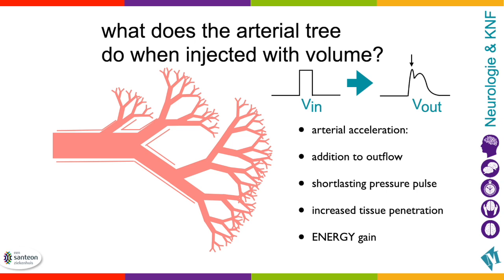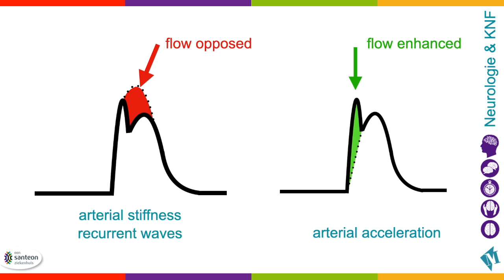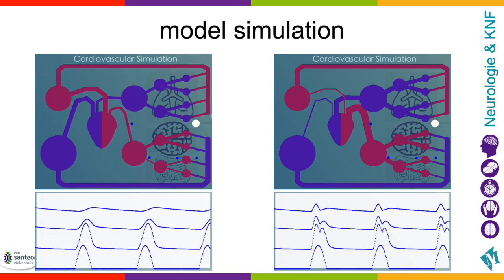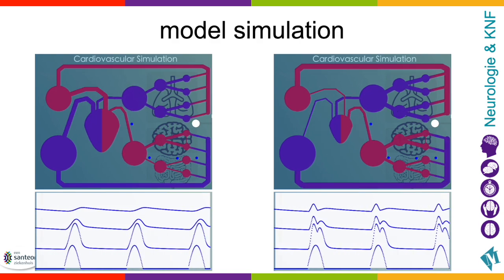Arterial acceleration enhances blood flow. Since it is short-lasting, only active during the first instances of every heart contraction, it spreads more rapidly along the arterial tree than the blood volume, which is delayed by the Windkessel phenomenon. Pressure is augmented during the first instances of every heartbeat as flow is enhanced. Where the recurrent waves in arterial stiffness are flow opposing, arterial acceleration enhances flow and adds energy to the pressure wave from the heart. The effect of arterial acceleration can be demonstrated in the cardiovascular model. It increases pulsatility at the remote ends of the arterial tree.